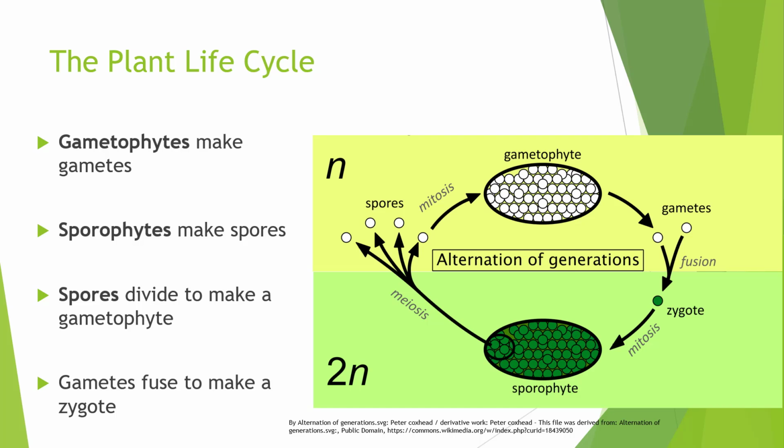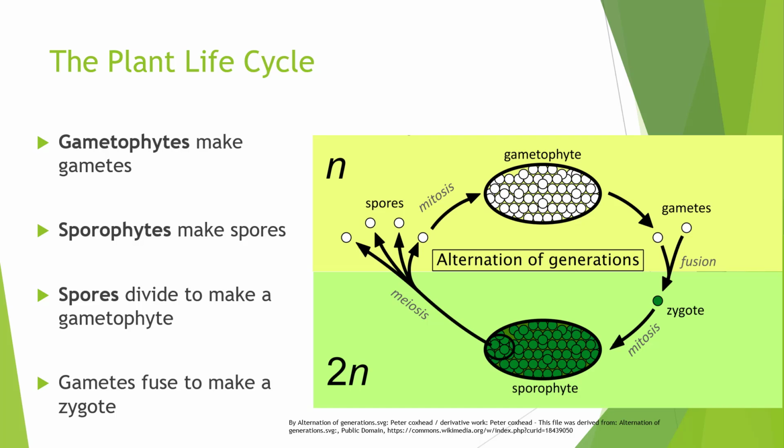Now, where does a gametophyte come from? It comes from a spore. And spores are made by the sporophyte. Spore, phyte. Spore plant. This is a plant that makes spores. Both the gametophyte and the sporophyte are considered individual plants.